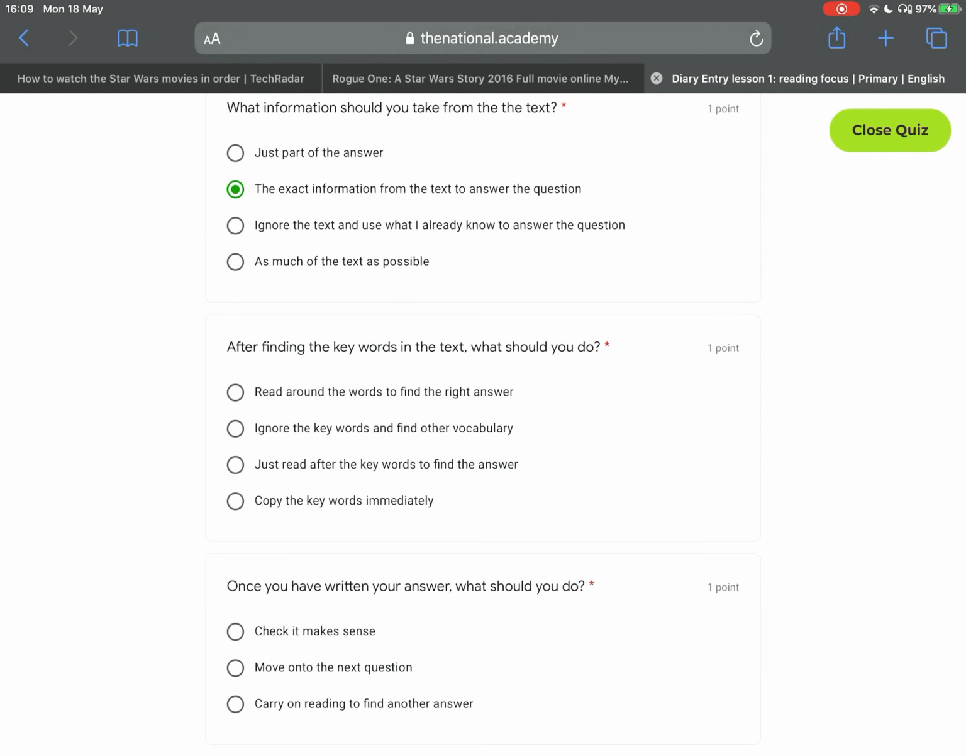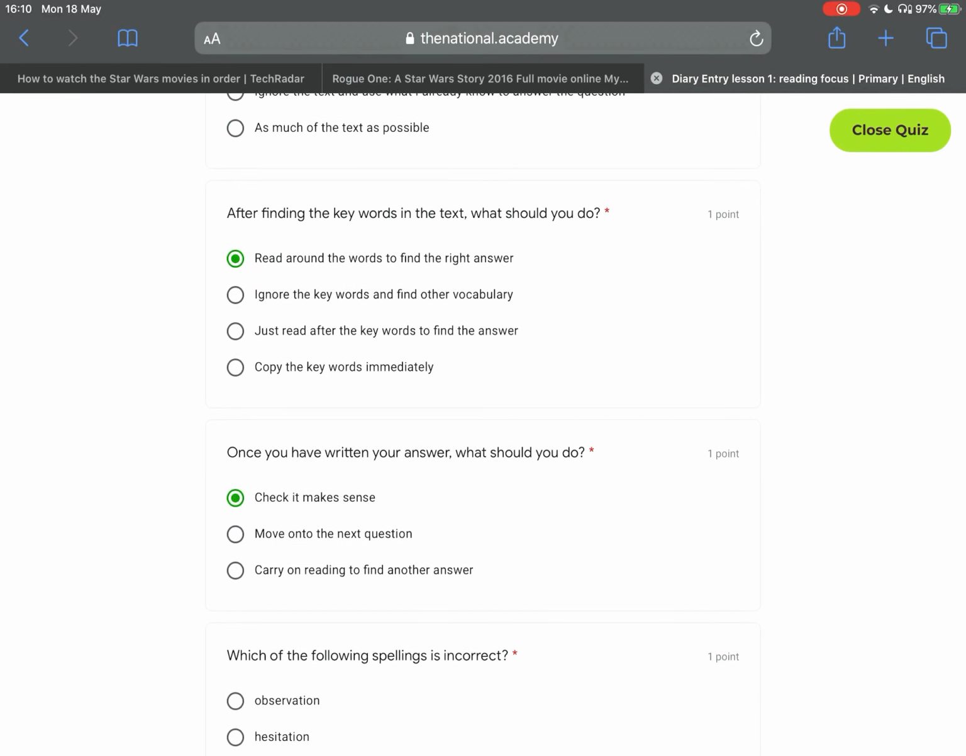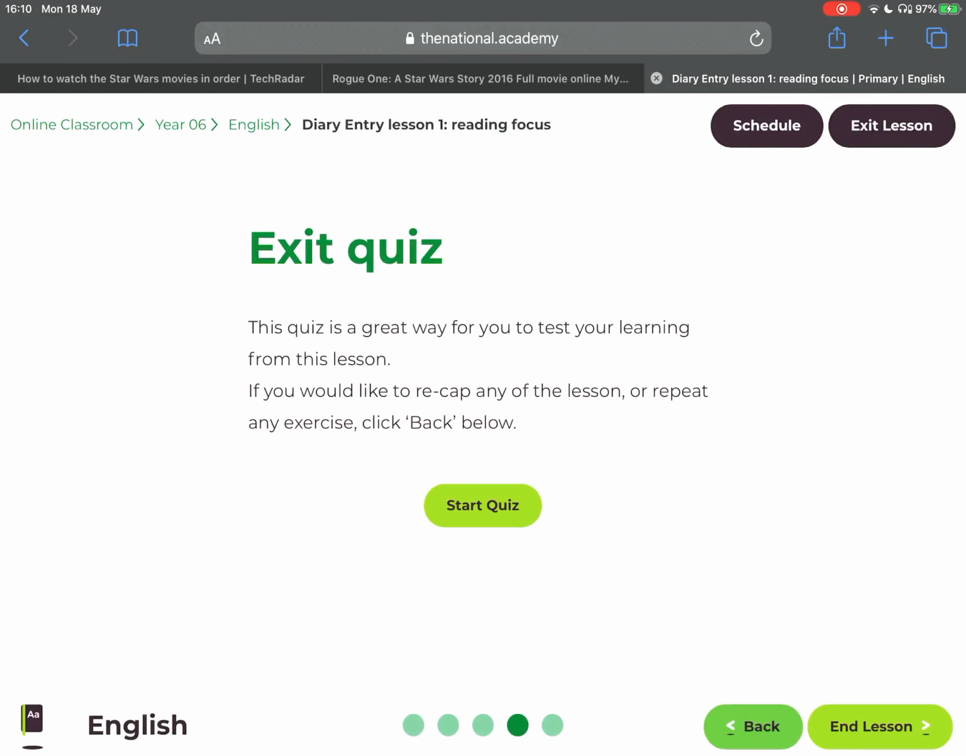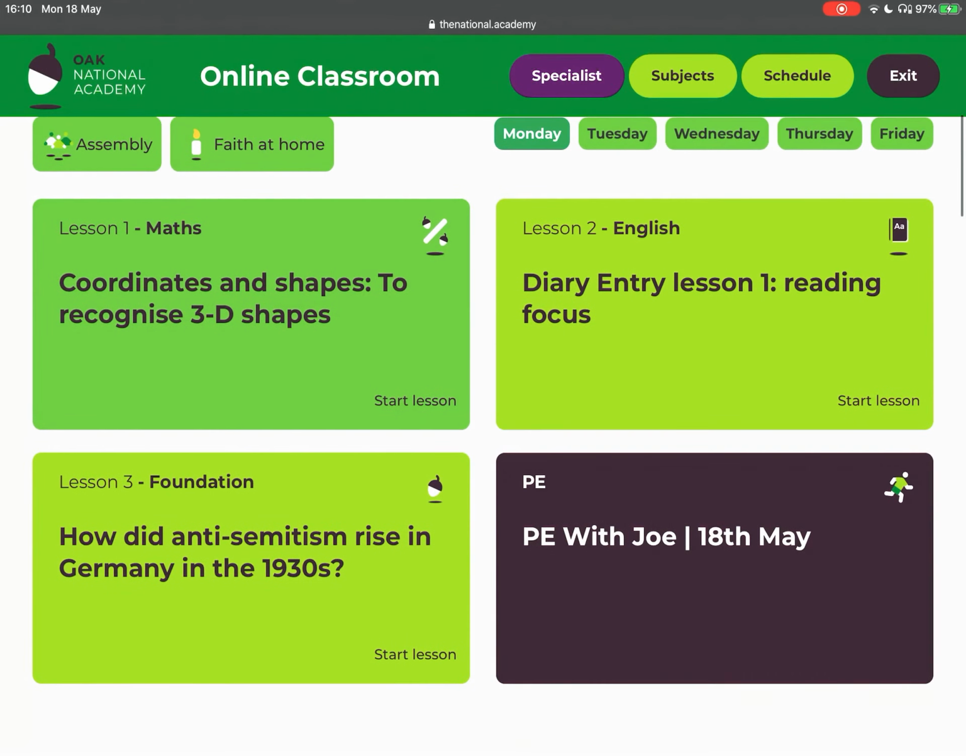After finding keywords in a text, what should you do? Read around the words. Once you have written your answer, what should you do? You should check it makes sense. Which of the following spellings is incorrect? That would be observation. Which of the following is not a synonym of anticipation? That would be dread. After that, you would have finished, and you would just have your foundation, which would be history today.